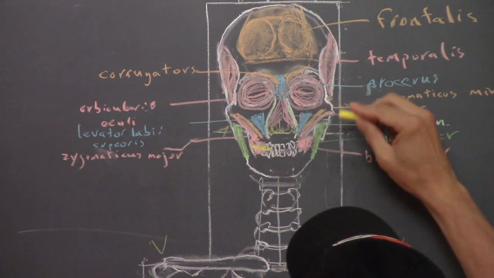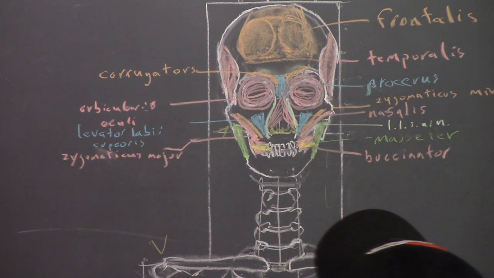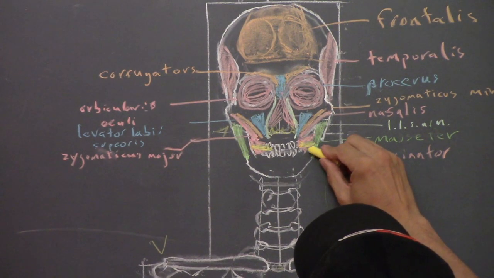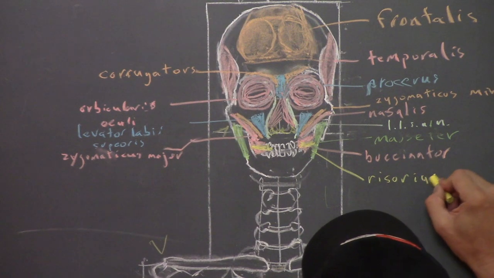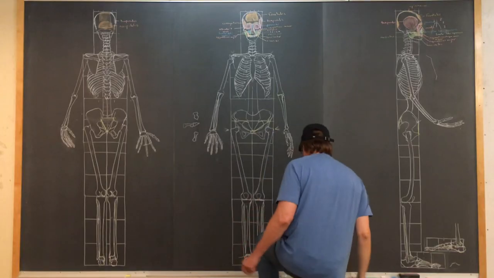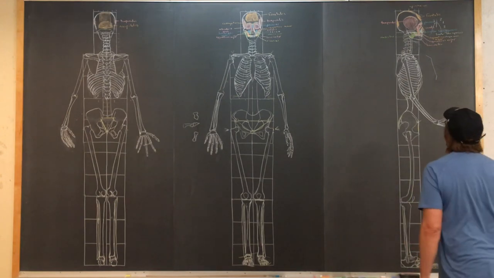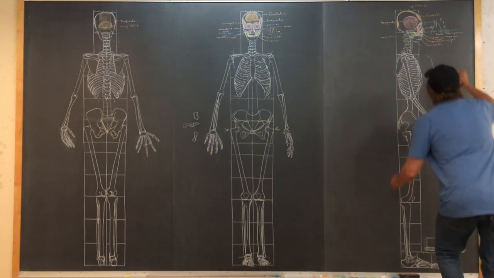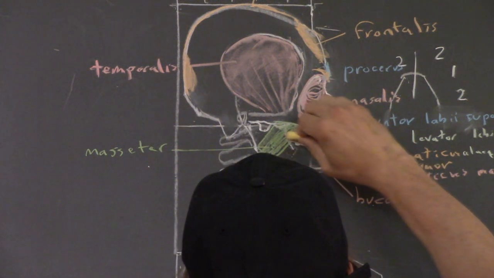You can see that right in there and right in here. Again, it's a muscle that runs horizontal, part of your group of smiling muscles, I guess. So risorius, you're going to see from the side too here. Maybe even a little better.